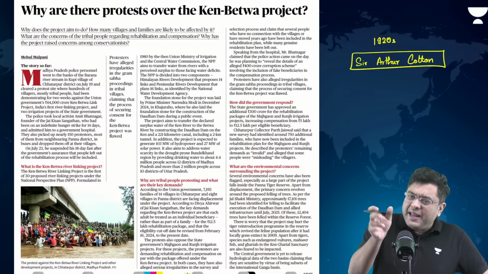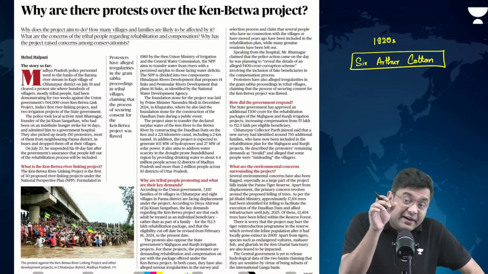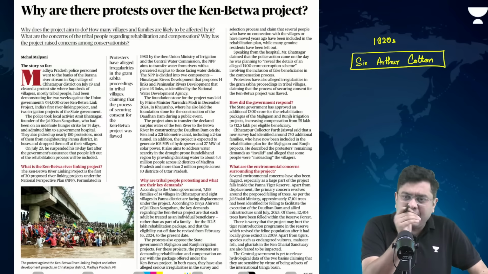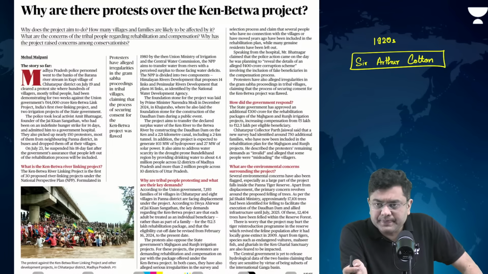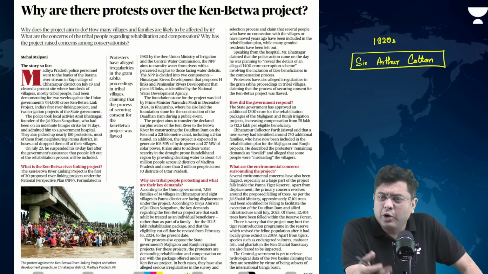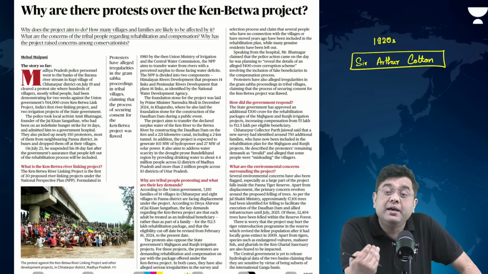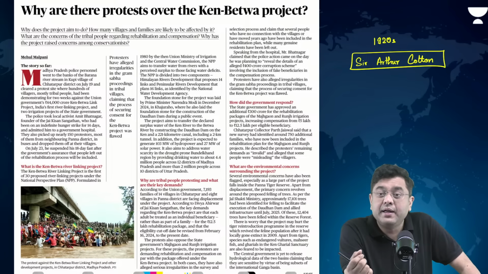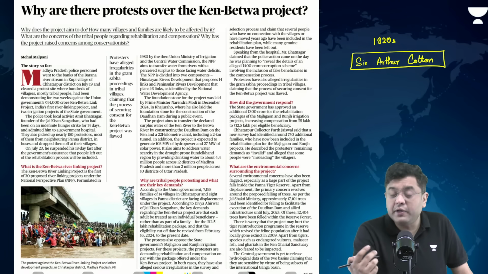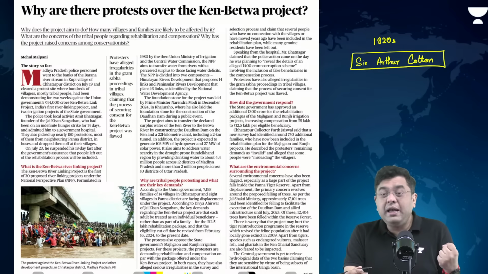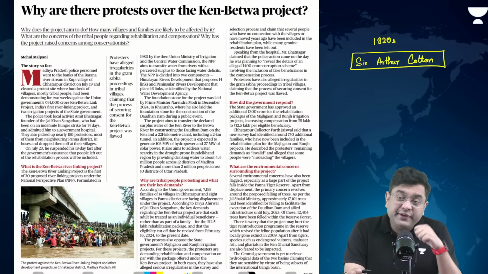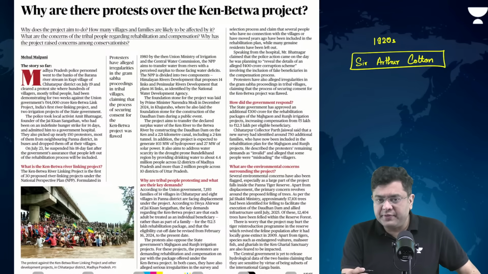So Ken and Betwa rivers were seen as a vital link whereby through the link canal you could provide water to the Bundelkhand region. Now it is a different matter. Now Bundelkhand is basically developing into an industrial corridor. And also you have higher value chain farming whereby dragon fruit and strawberry farming is also being carried out. But nonetheless, larger scale water availability is missing. This is when the Ken-Betwa Interlink project comes in.